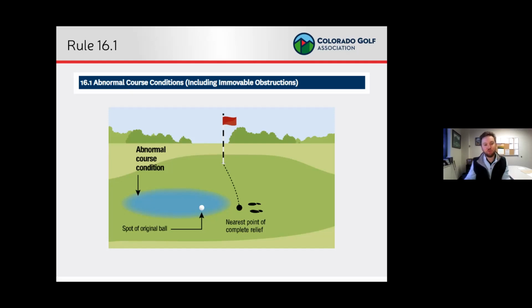The line of play includes a reasonable distance on either side of the golf ball. So here it's a little bit off where the temporary water might interfere with the line of play. Player places a ball back on that spot, plays on.